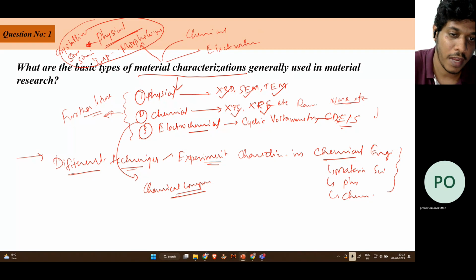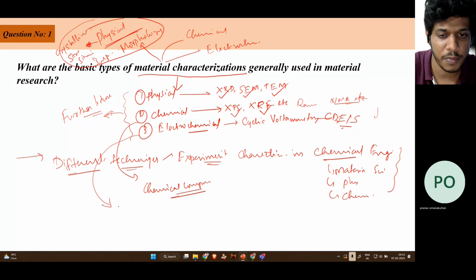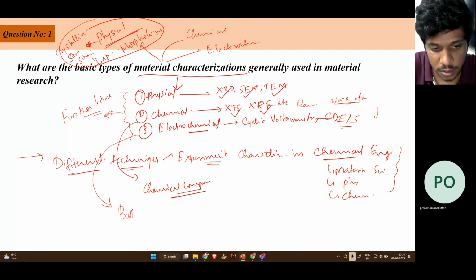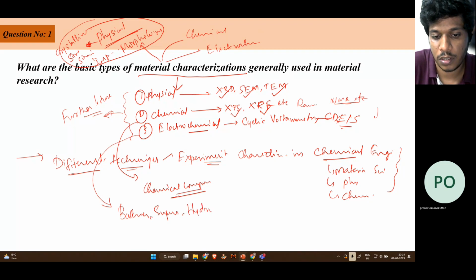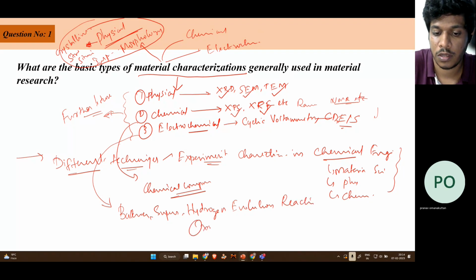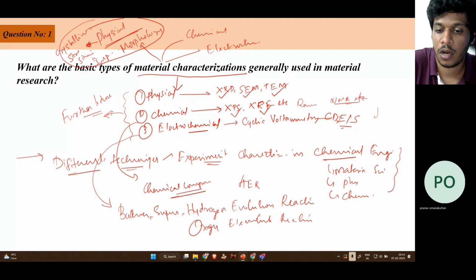And one of the highly researched aspects in material science and chemical engineering, and also among people from the physics and chemistry background, is electrochemical devices like batteries, supercapacitors, hydrogen storage, hydrogen evolution reactions, oxygen evolution reactions, which is basically HER, OER, etc.